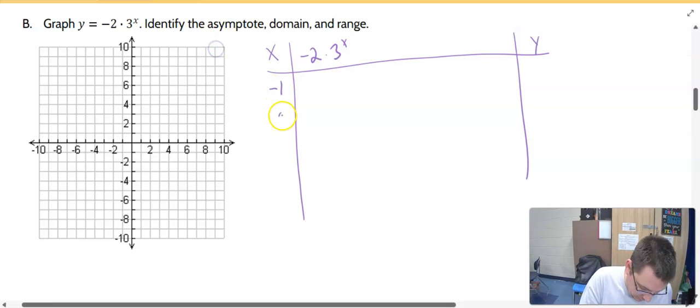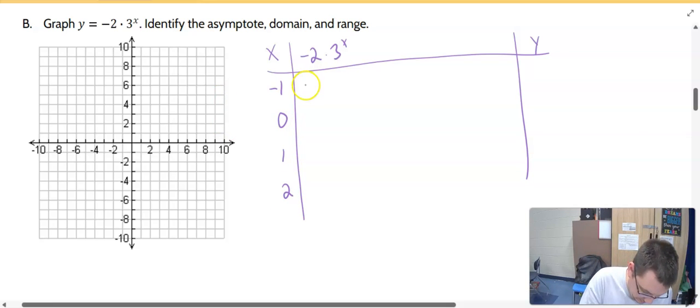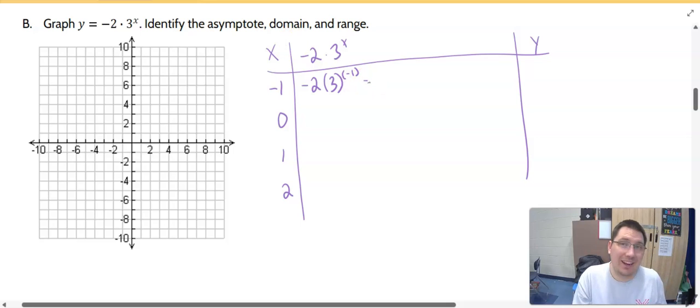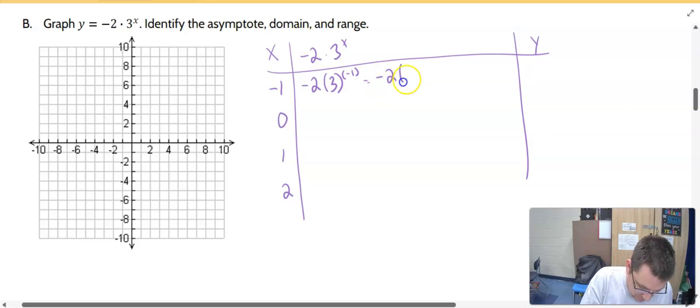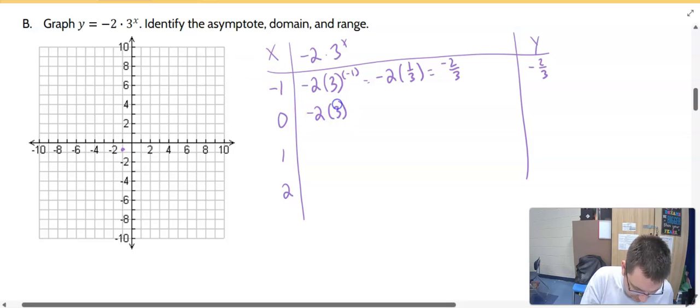And so again, we're going to choose negative 1, 0, 1, and 2 to see what this graph is going to do. And so plugging in negative 1, we get negative 2 times 3 to the negative first. And remember that a negative exponent is not going to make it negative, it makes it a fraction. And so we get negative 2 times 1/3, and so it gives us negative 2/3. And so our first ordered pair, negative 1, negative 2/3, sits about right there. Then we go to 0. Negative 2 times 3 to the 0. Well, 3 to the 0 is 1, so negative 2 times 1 is negative 2. And so 0, negative 2.